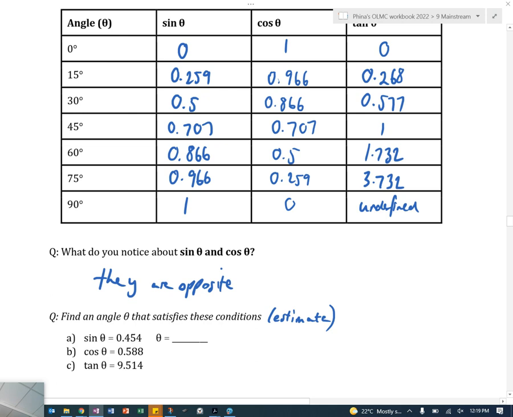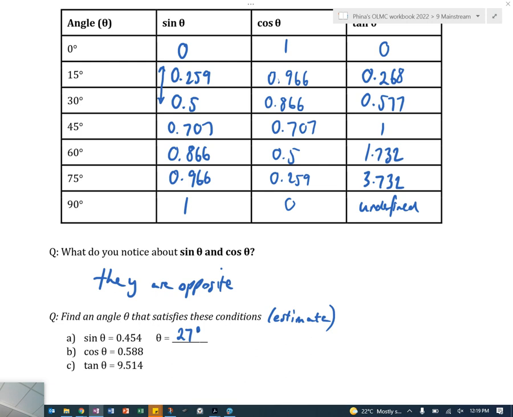If sine theta here is 0.454, where does the angle have to lie? Between which angles? In my list up here, where is it? It'll be between 15 to 30. So guesstimate, it's got to be closer to 30 because it's 0.454. Anyway, I'll give you the exact answer. It's about 27 degrees.